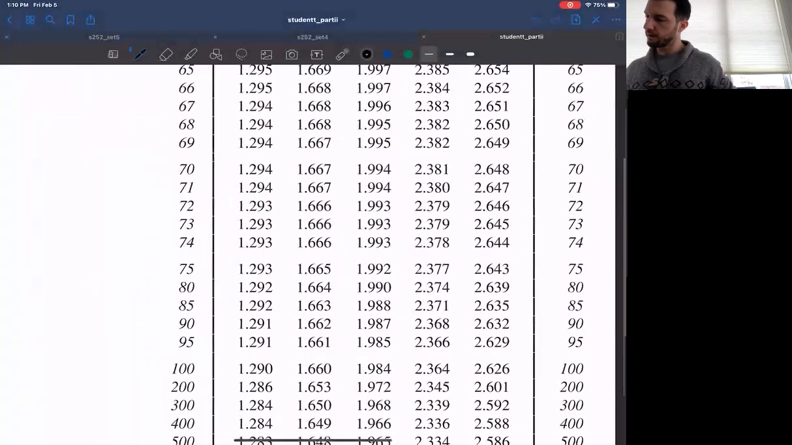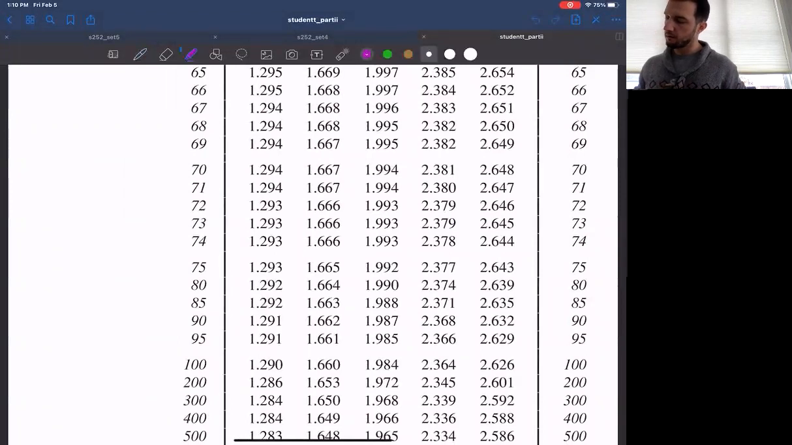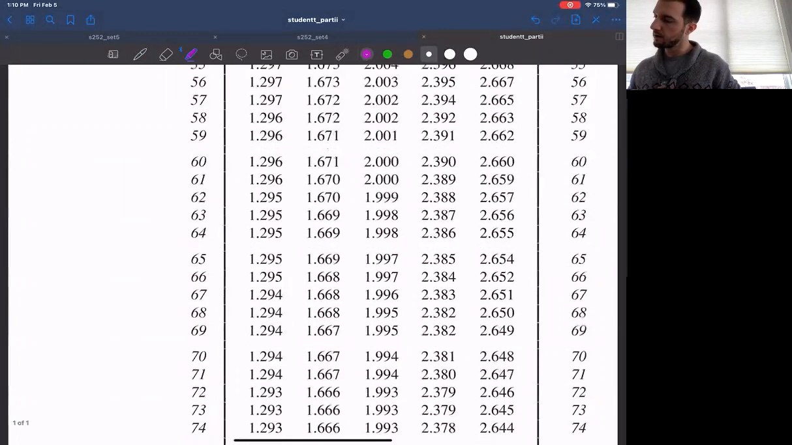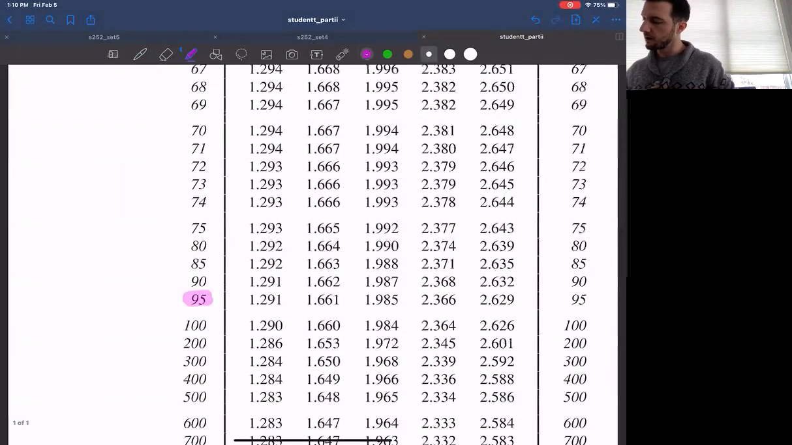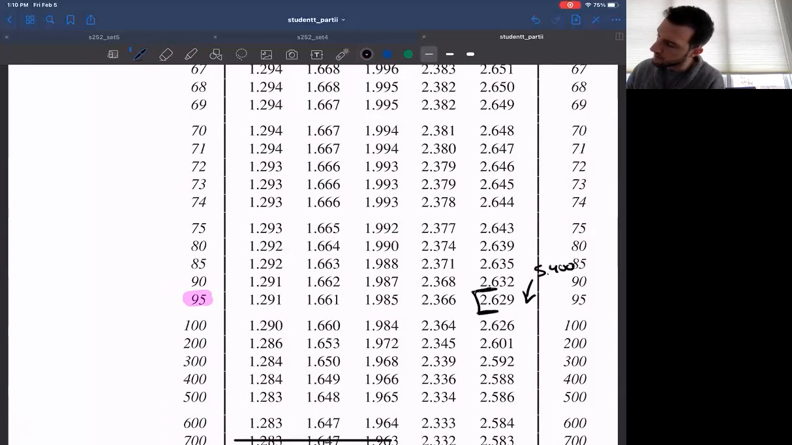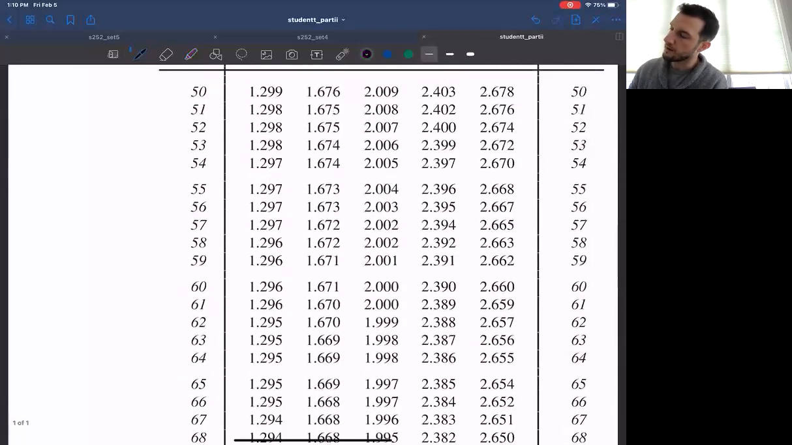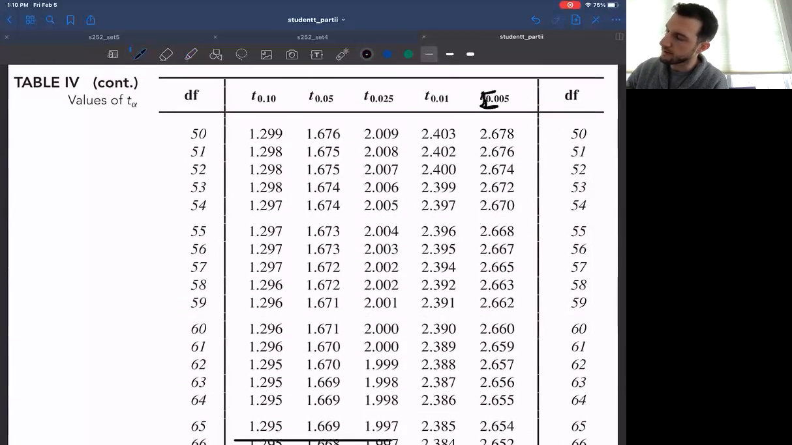Okay, so we have 97 degrees of freedom. So we have 95 and 100 on the table. You always round down when using DF. So we round down to 95. Our test statistic is 5.40. Okay, so we are larger than the largest listed value on the line. So our p-value is therefore less than 0.005 in each tail. Right?